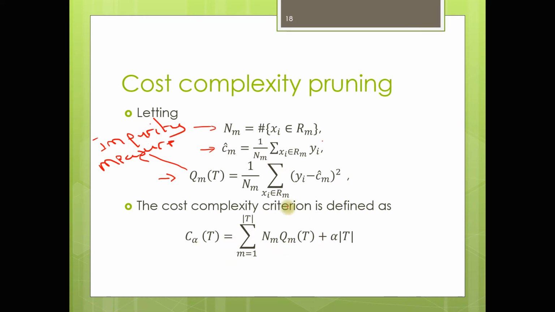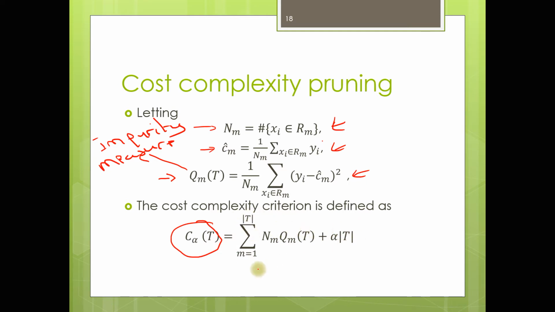So let's get there. Having illustrated and understood these different terms, we can come back to here. What does all this represent? C alpha T basically refers to your training error. If you just look at this part for the time being, forget the rest for a moment, you would understand that this is showing us the sum of squared errors for each node, all added together, right?